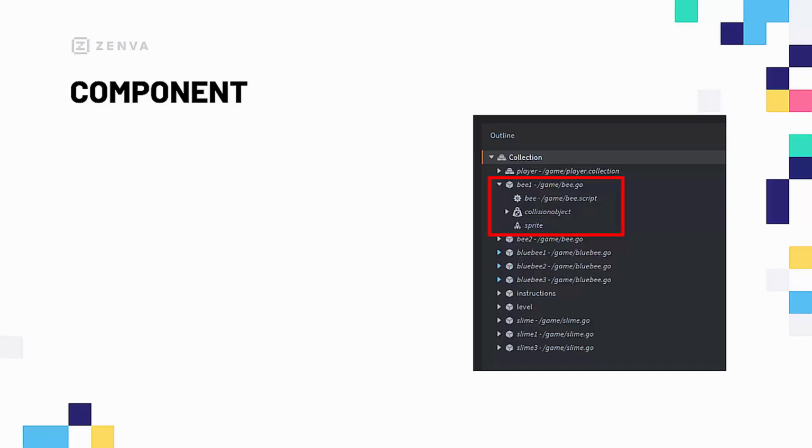Now, you can see on the right-hand side, I do have a little preview here of an outline for a game. You can see at the top we have a collection, and then all of those cubes, those are game objects. And then inside of those game objects, you can see the B right here has 3 components. So let's learn about what components are.